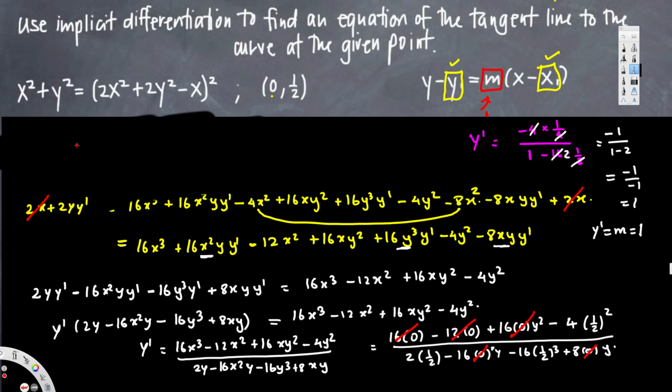Our final answer is going to be y minus y1. y1 is half, right, so y minus half, and then m is 1, then x is as it is, we keep it as it is, then x1 is the given point, that is 0. And if you simplify this one, that's going to be just y is equal to x plus half, and that's going to be the equation of the tangent line to the curve at the given point.